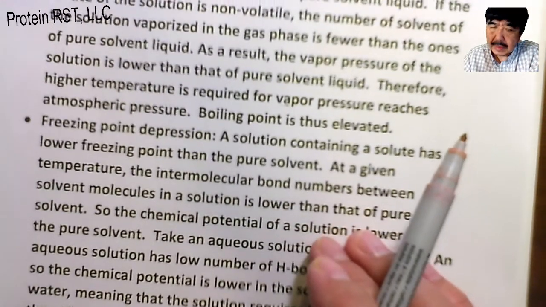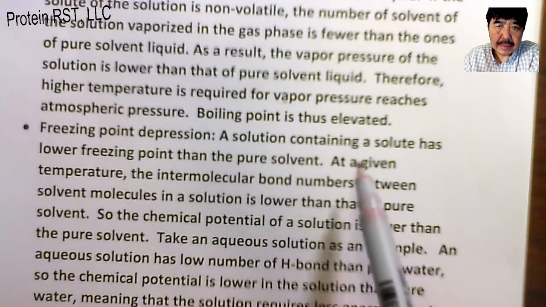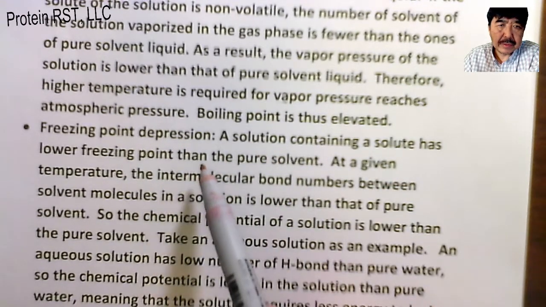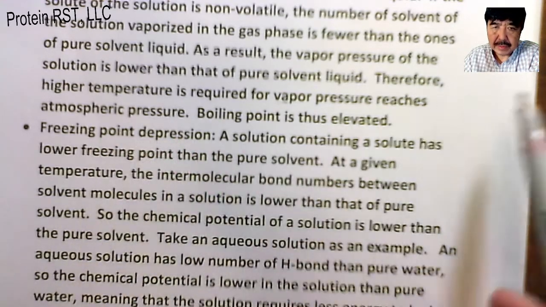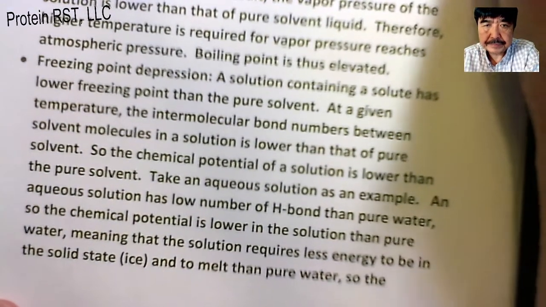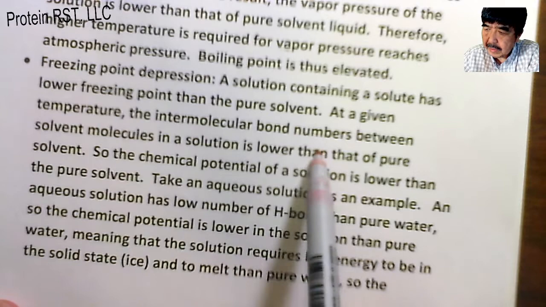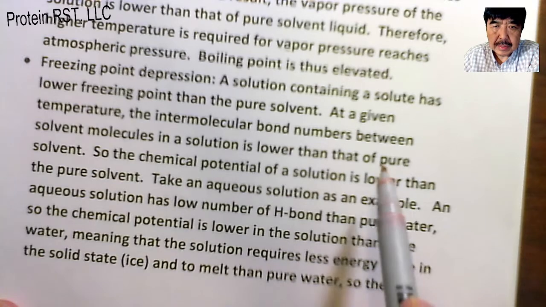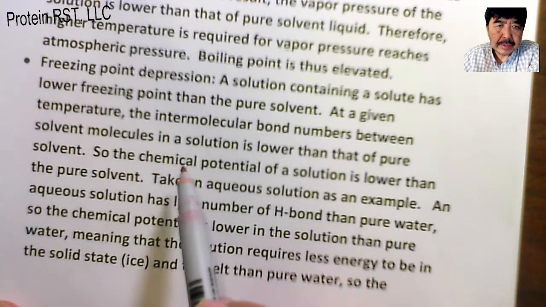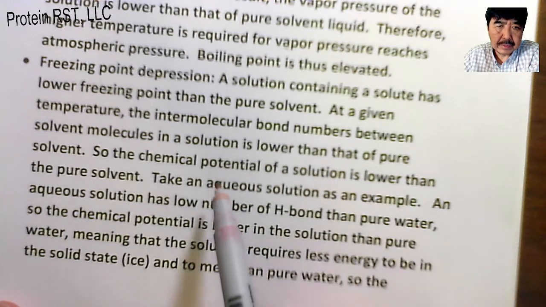Next is freezing point depression. A solution containing a solute has a lower freezing point than the pure solvent. This is called freezing point depression. This phenomenon can be explained in this way. At a given temperature, the number of intermolecular bonds between solvent molecules in a solution is lower than in pure solvent. So the chemical potential of the solution is lower than that of the pure solvent.